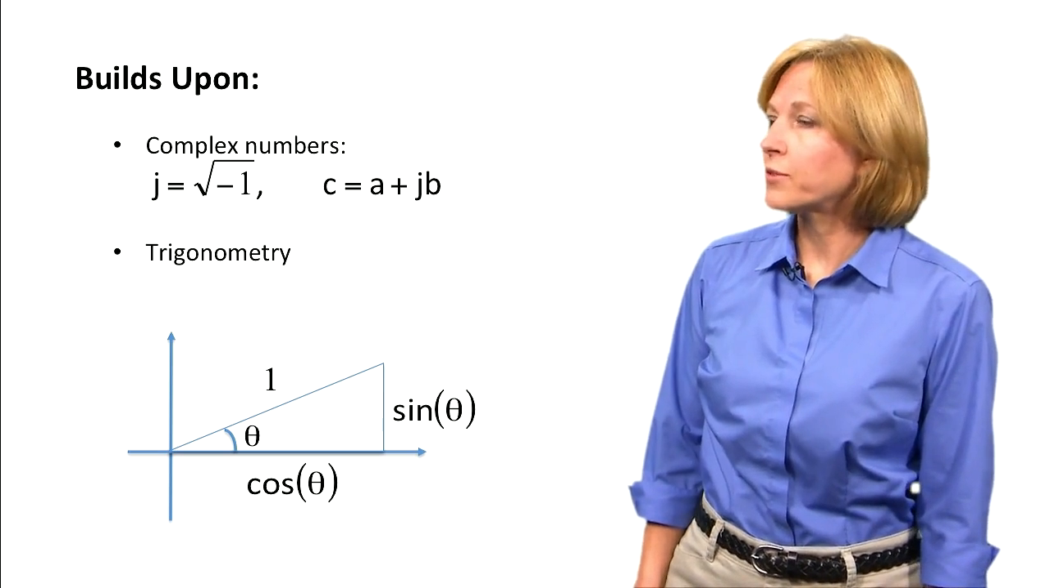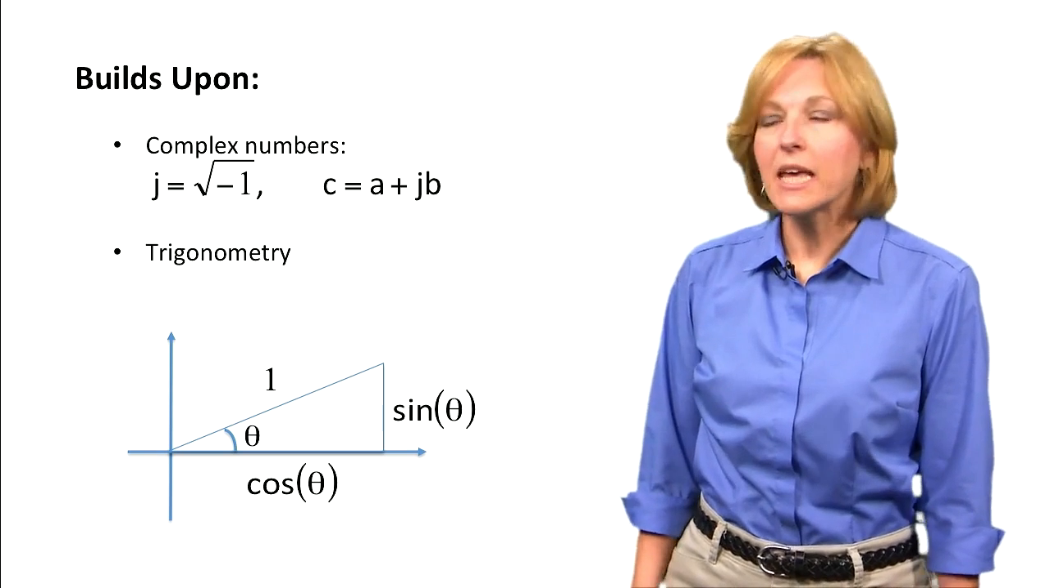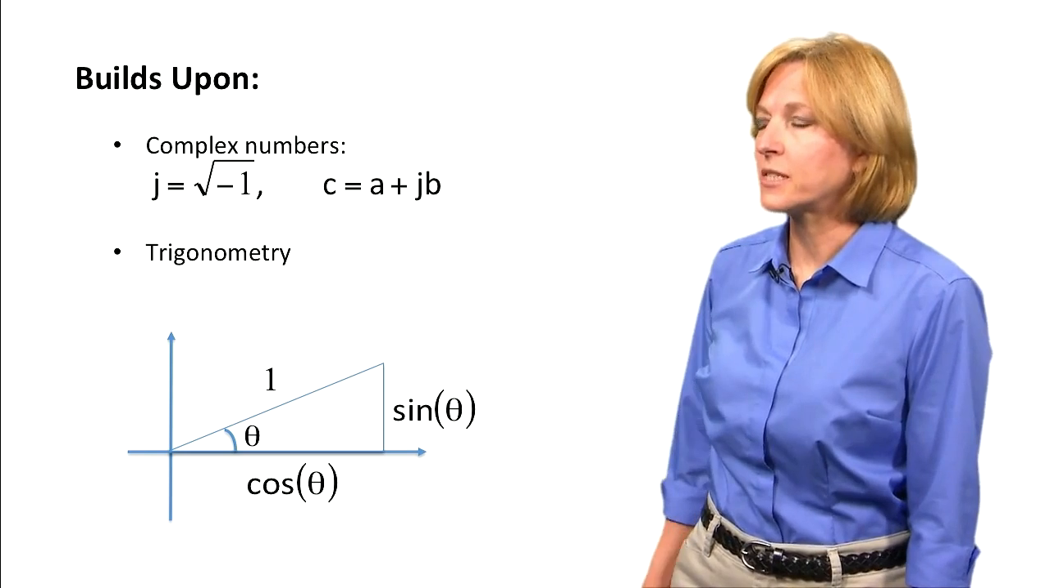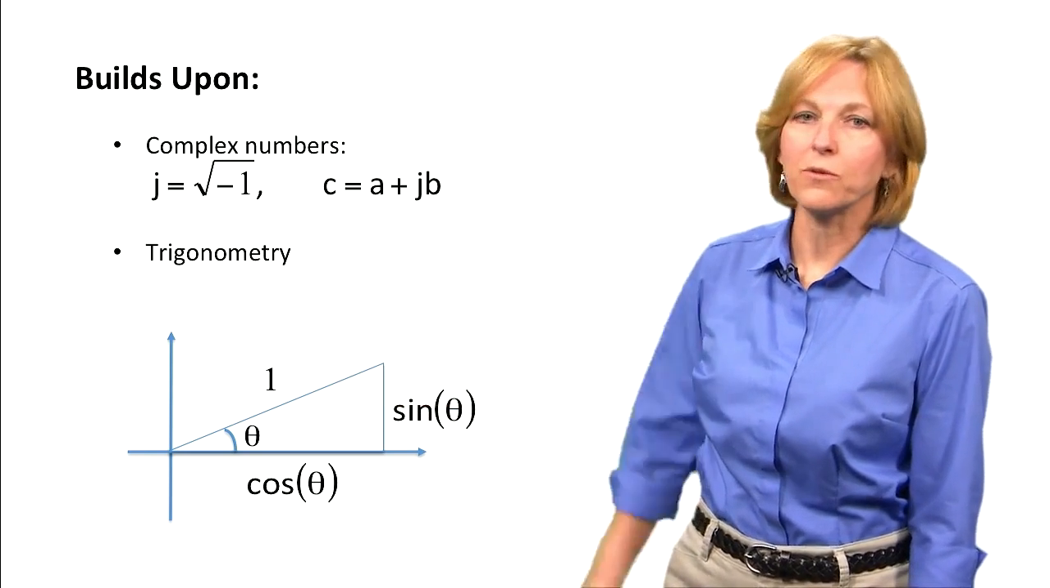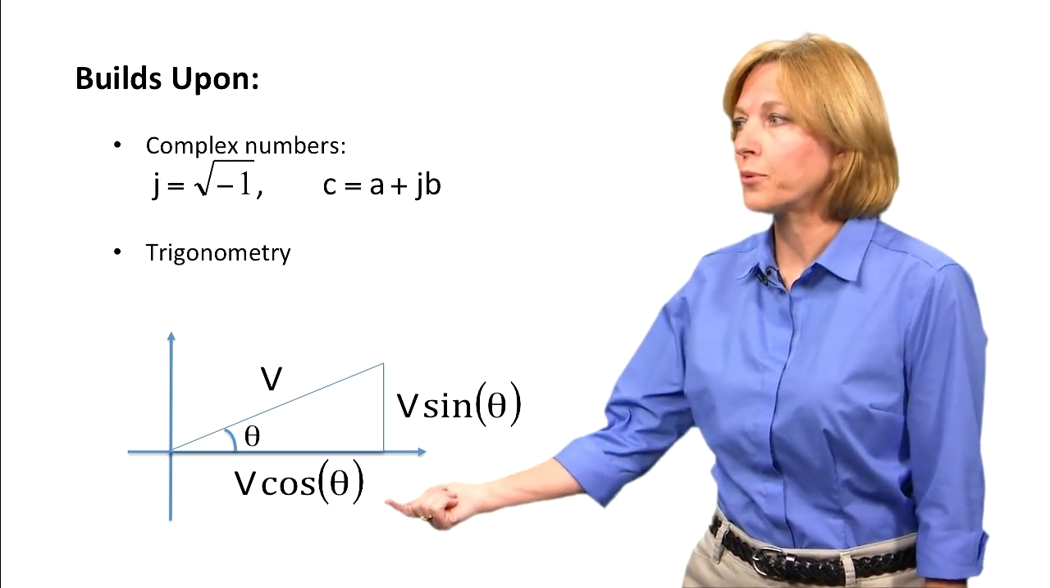Now, the other thing we have to remind you about is trigonometry. So if I've got a triangle like this, then the opposite side is sine and the adjacent side is cosine, with a hypotenuse of 1. If I had a different hypotenuse, then I just scale it through.